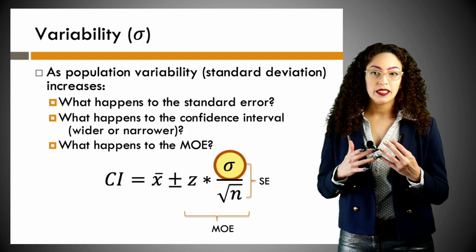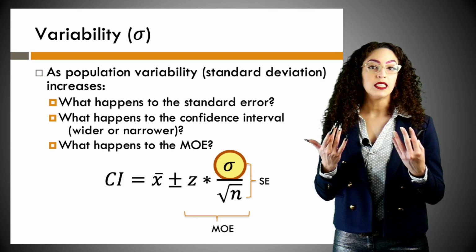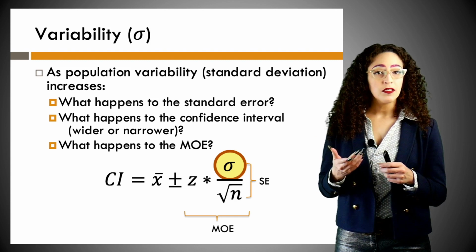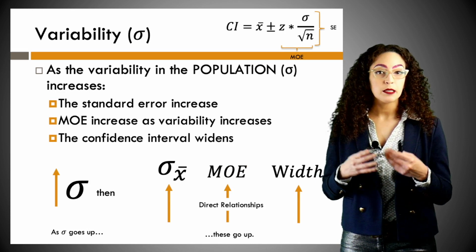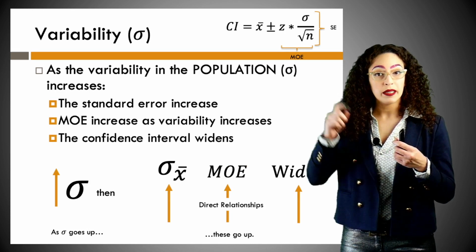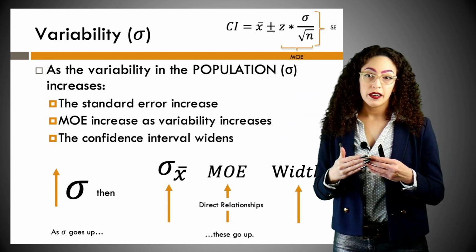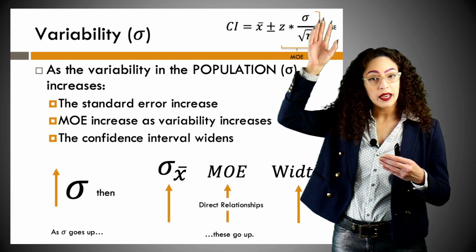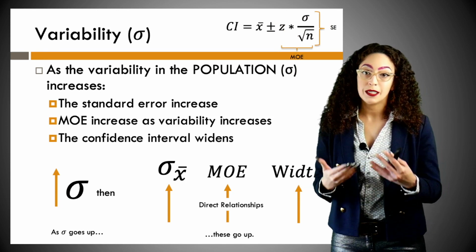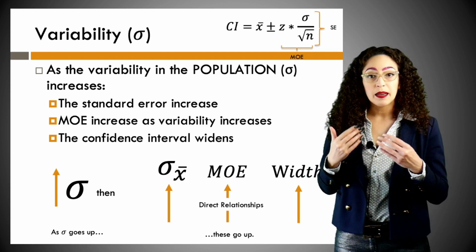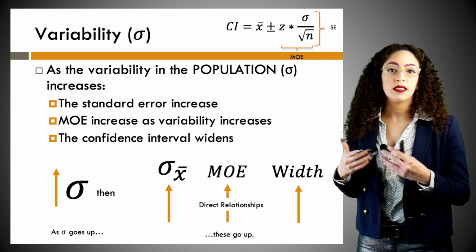So now let's shift our attention to variability. As population variability, or that standard deviation, increases, what happens to your standard error, your confidence interval, and your margin of error? As variability in the population increases, that sigma gets bigger, the standard error will increase because the bigger this gets, the bigger this whole standard error is going to get. The margin of error will increase because margin of error is made up of standard error and that level of confidence, so it will get bigger. And the confidence interval, because your margin of error is now bigger, will also get wider. As the amount of variability goes up, standard error goes up, margin of error goes up, and the width gets wider.